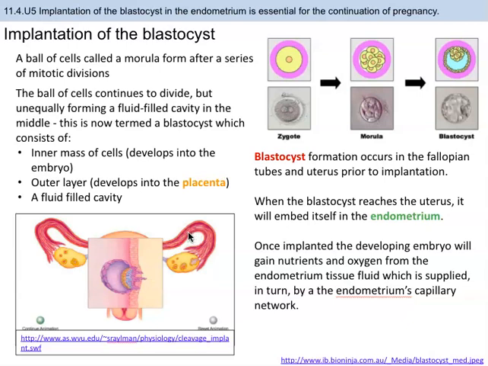Okay, and then eventually the blastocyst does make its way into the uterus, and then it embeds itself into that endometrium, right? The uterine lining that you learned about before. Okay, once it's implanted into the endometrium, remember the important thing there is that the endometrium keeps thickening and supporting the developing blastocyst. Okay, and it's going to support the developing blastocyst by exchanging nutrients with the blastocyst.